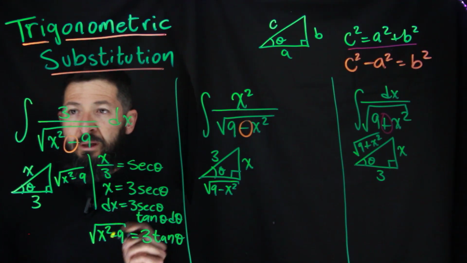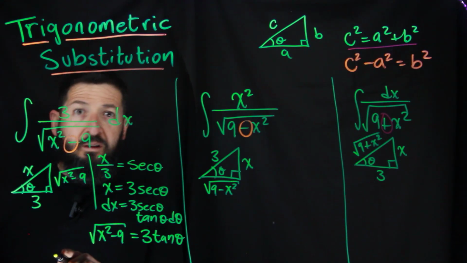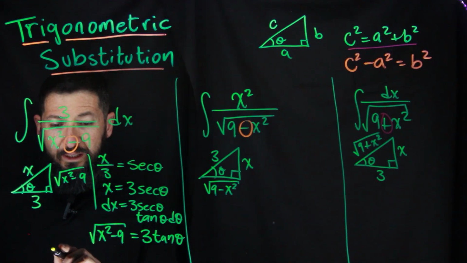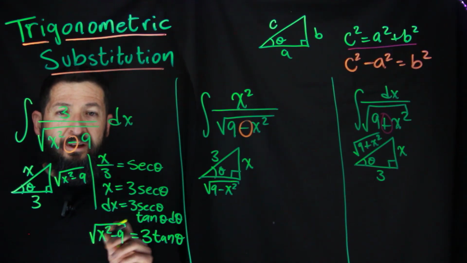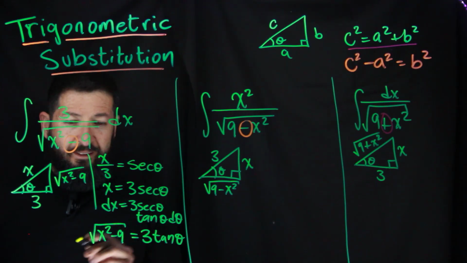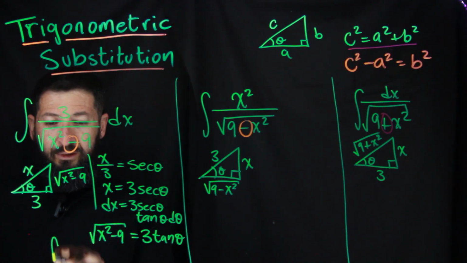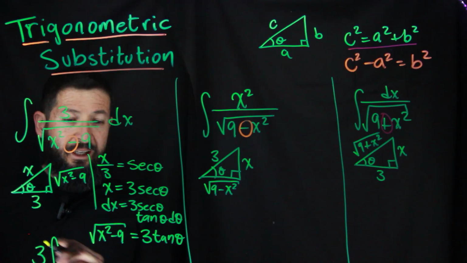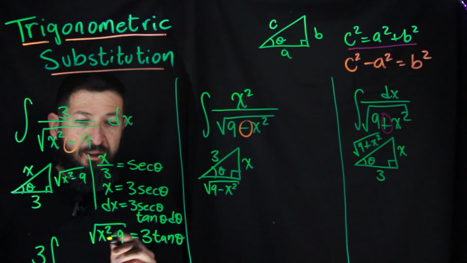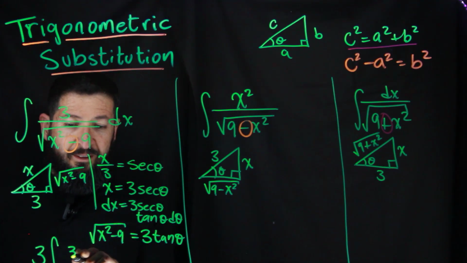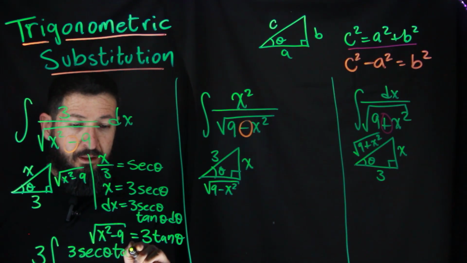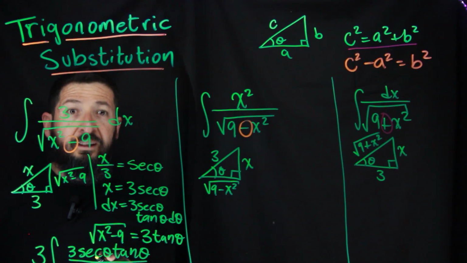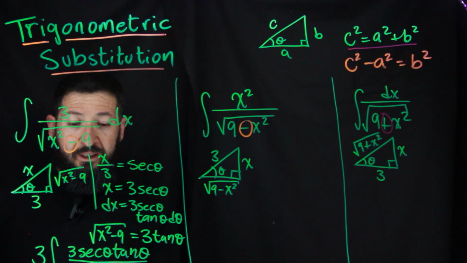So I can now substitute everything in. Let's see, can I fit it there? Hopefully. I think I'm almost at the bottom. In any case, this is going to be the integral. I'm going to try 3 times, and instead of dx, I'm going to plug in 3 secant tangent. And now, instead of the denominator, I get 3 tangent.